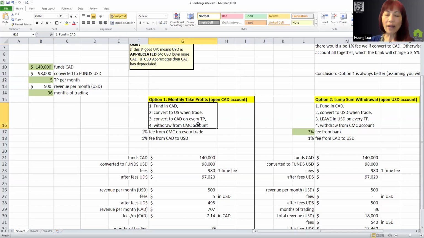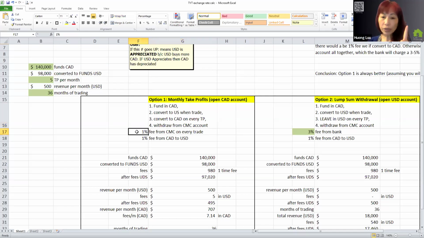Okay, so I fund in Canadian. So this is my option one, right? Where I take out the profits at the end of every single month. So I fund it in Canadian, I convert it to US when I trade, and then I convert to Canadian on every take profit. And my account is sitting in Canadian dollars. And then when I go to pull out that money at the end of the month, I've already paid my fee. So then I just pull that out and it goes right into my bank account.